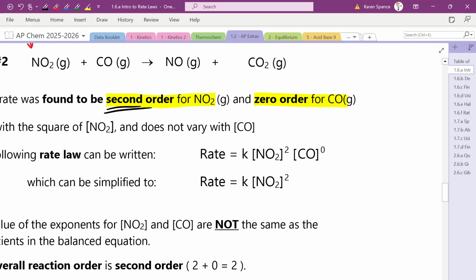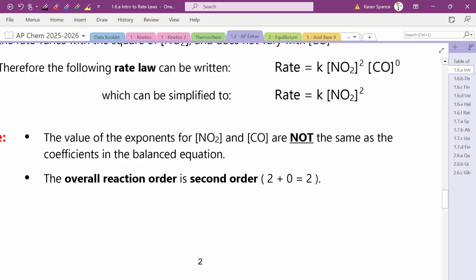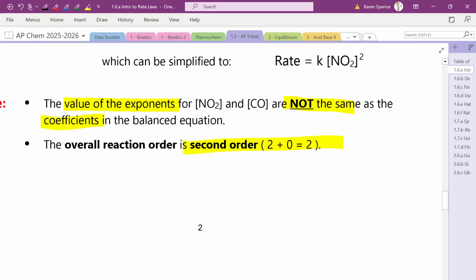So here's our rate law. It can be simplified. Notice that, again, how many times am I saying this now? The values of the exponents are not the same as the coefficients. The overall reaction order is 2nd order. 2 plus 0 is 2.